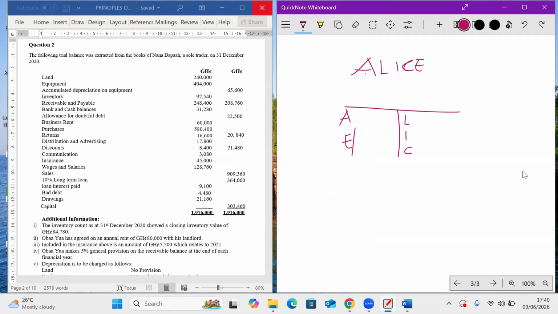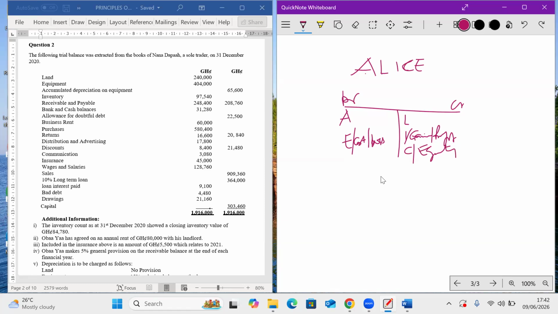And I said we add expenses, costs, losses. They are written on the debit side of the account. And we have income, we have gains, we have profits, written on the credit side. We also write capital and or equity on the credit side.